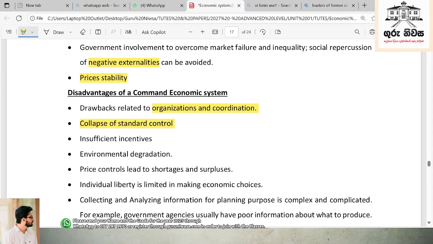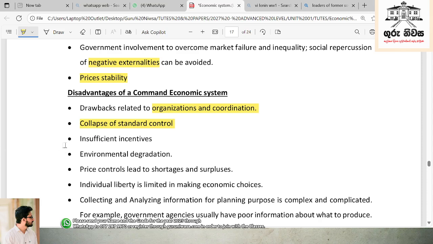Commands have to be used here. Why? Because there's no self-interest motive. People don't like to work. Then the government uses command: go and work. If not, you can go to court or jail or something. That is a way, right?